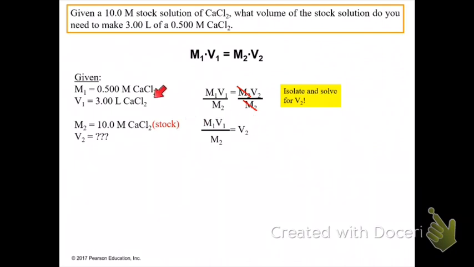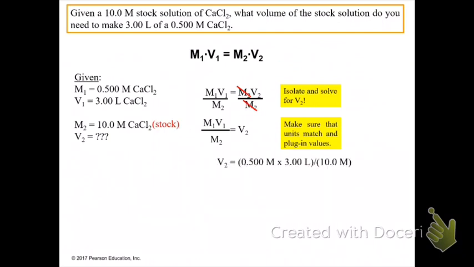So all you have to do now is plug in the numbers. M2 is 0.5 times V2, which is 3 liters, divided by M1, which is 10. Plug these numbers into the calculator, and we get 0.150 liter of the stock solution. So you're going to take 150 milliliters of the stock solution, and then you're going to add enough solvent to get a total of 3 liters.